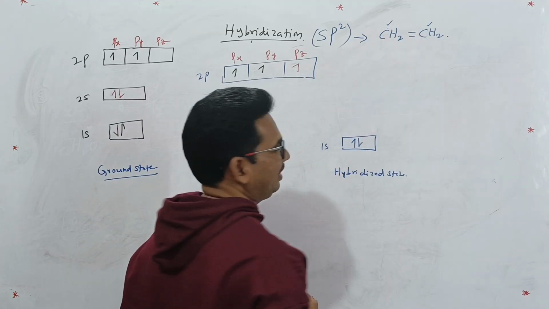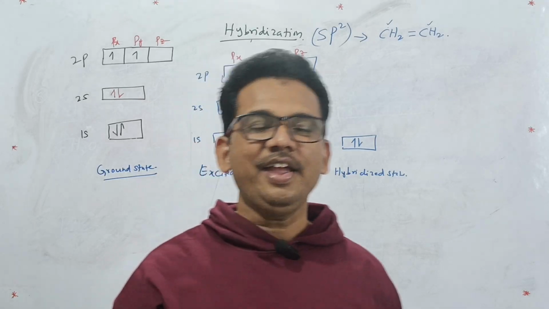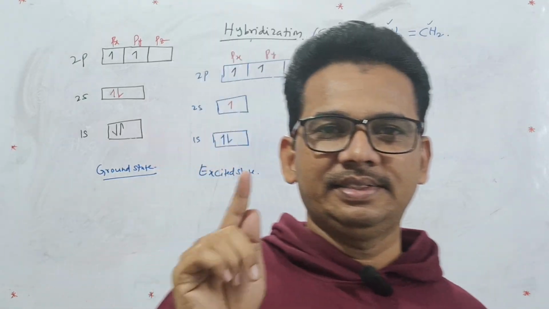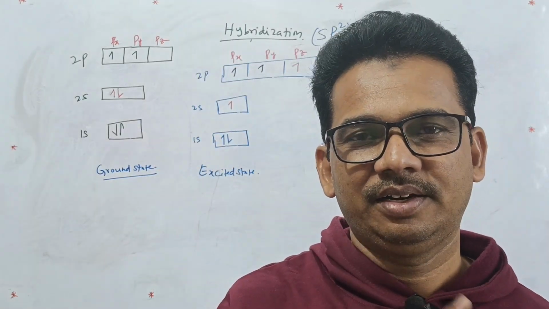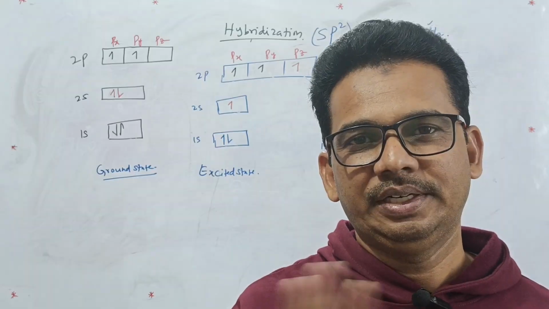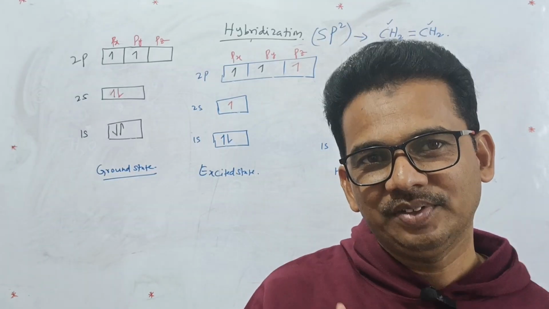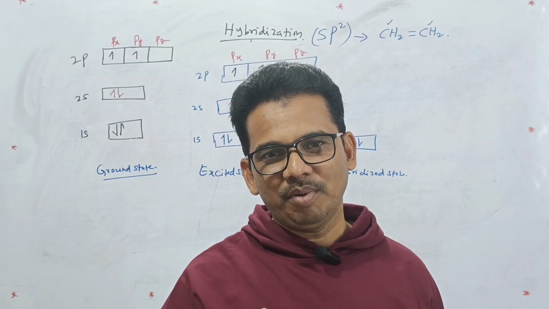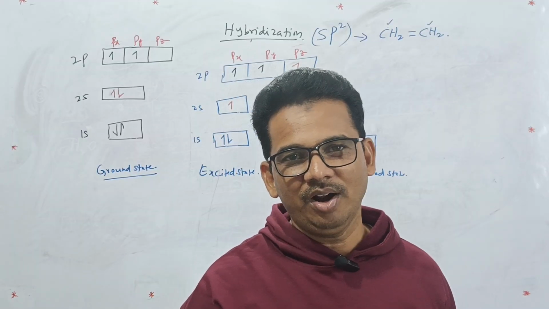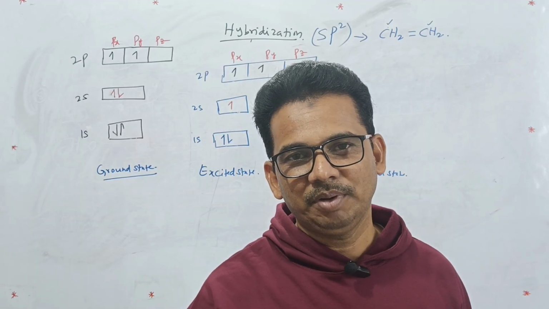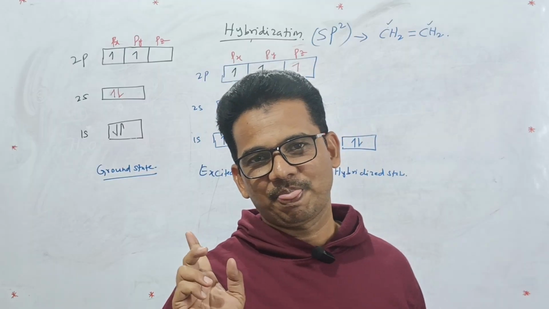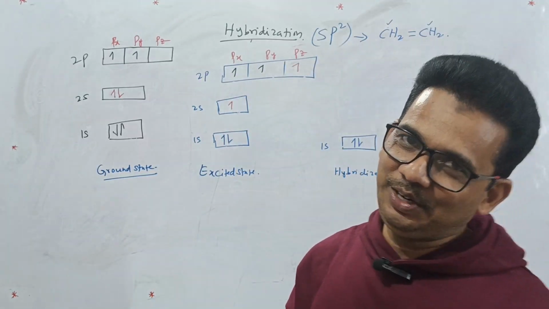This carbon, what hybridization will it have? Generally, we have to remember that single bond is sp3, double bond is sp2, triple bond is sp. Understand? Repeat once again: single bond sp3, double bond sp2, triple bond sp. But how are you going to find out?